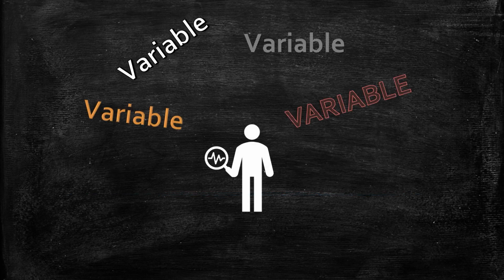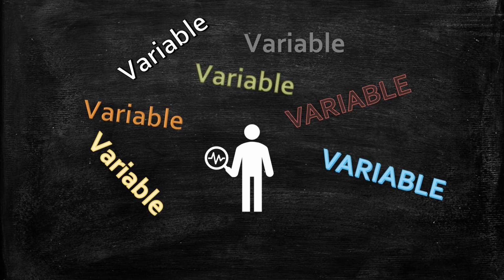You are surrounded by them, and you might not have ever realized it. You are surrounded by variables. Scientists are a little obsessed with variables, and for good reason. They are a foundational piece of research, and we could not conduct science without them.